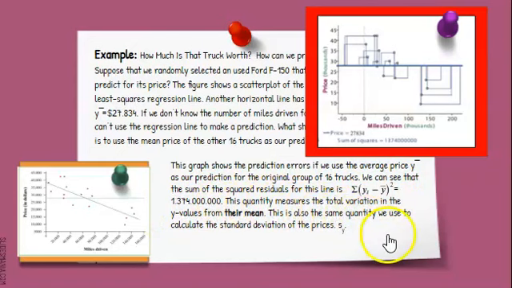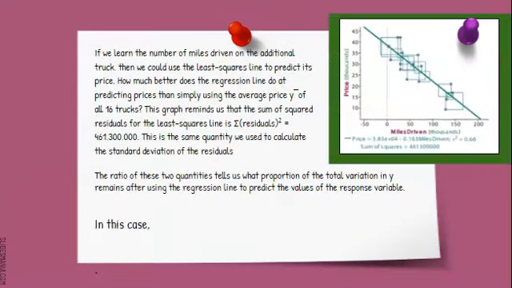This quantity measures the total variation in the y values from their mean. Okay? This is also the same quantity that we use when we calculate the standard deviation of the prices. Now, that's total variation related to the mean. But that's not the full idea, so let's keep going. Now, if we learn the number of miles driven on the additional truck, then we could use the least squares regression line to predict the price, right?